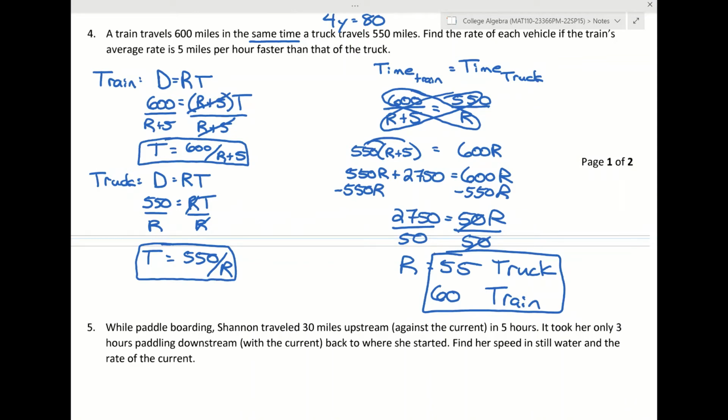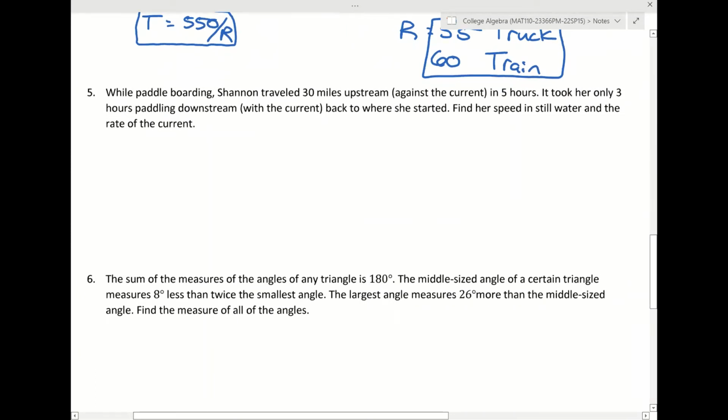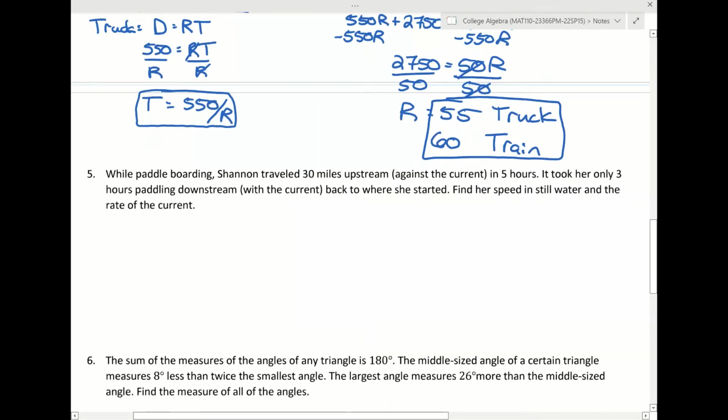All right. I have 3 more left. All right, so let's take a look at number 5.